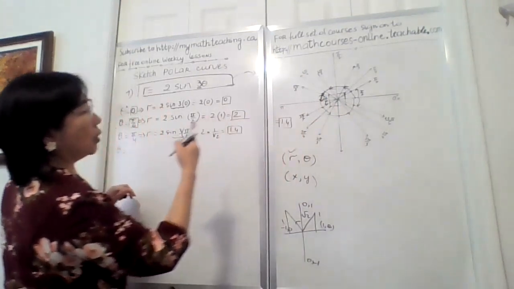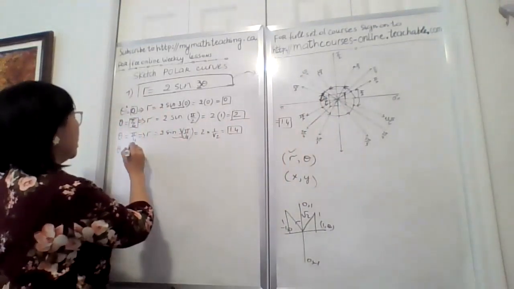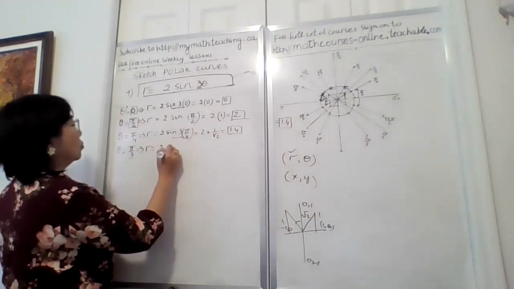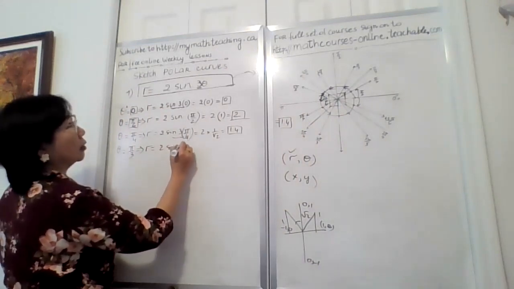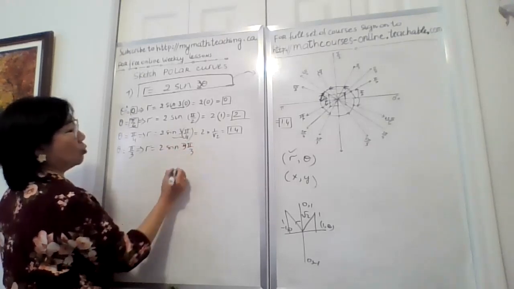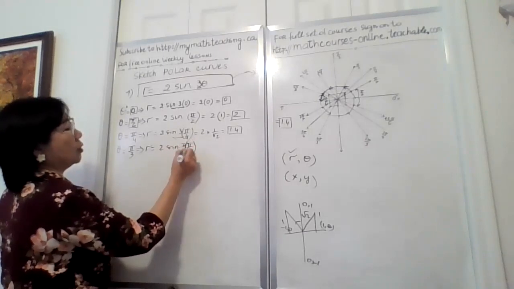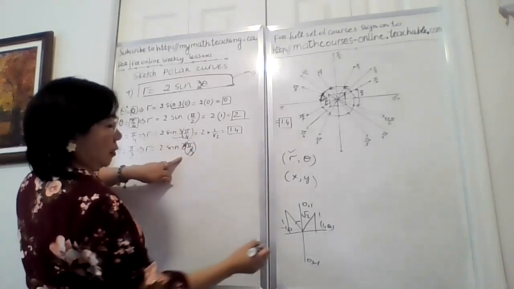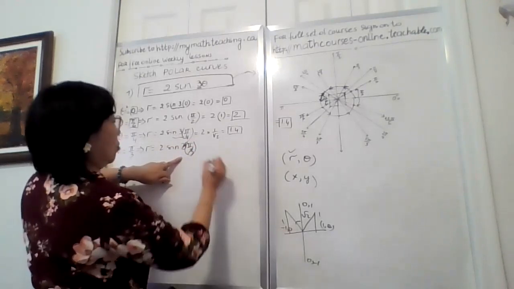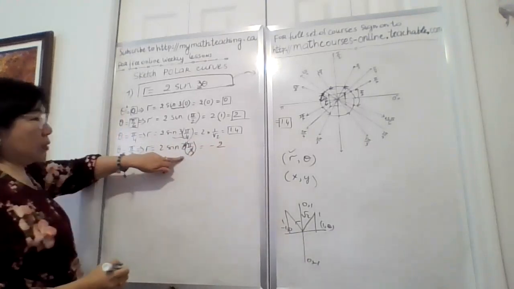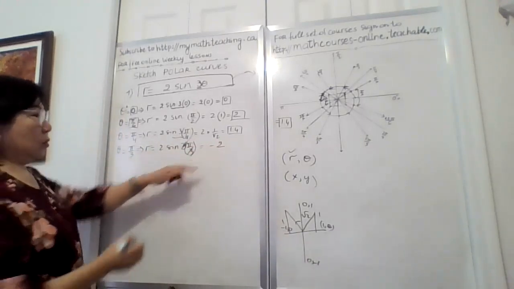Now let's go to pi over 3. If theta equals pi over 3, r equals 2 times sine of 3 times pi over 3. The 3 cancels, and it turns out to be sine of pi, and sine of pi is 0. So that will be equal to 0.